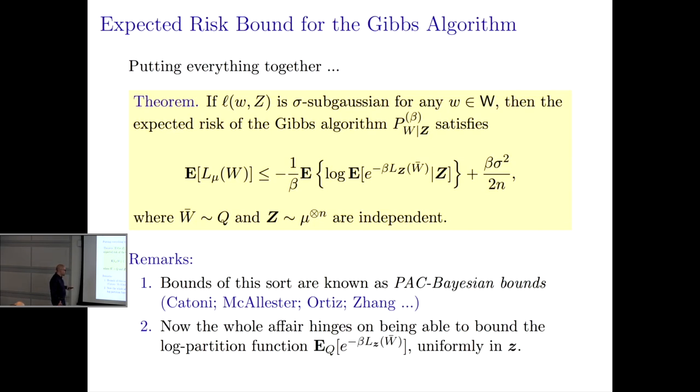And like I said, if you dig in the literature, these are PAC-Bayesian bounds. For example, Catoni, McAllester, Ortiz, and also there's a nice paper by Tong Zhang in the Transactions on Information Theory, I think 2006 or something like that, on information theoretic bounds for statistical estimation, where a lot of this machinery is developed in great detail. And now, if we can bound this log partition function uniformly in the data, then we can actually make some reasonable statements.